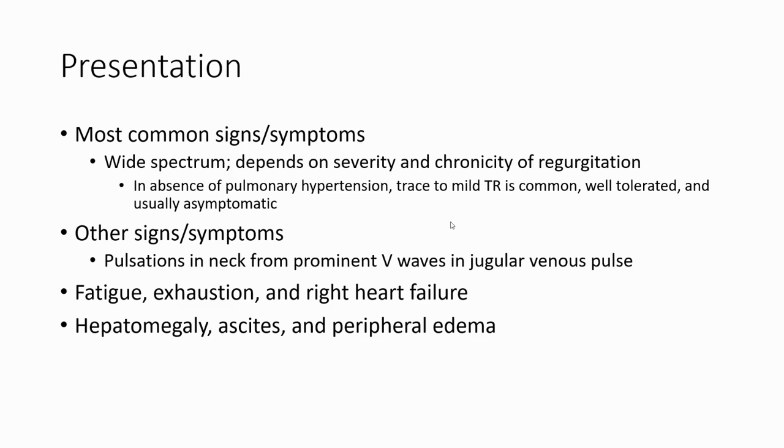Clinical presentation: common signs and symptoms have a wide spectrum and depend on the severity and chronicity of regurgitation. In the absence of pulmonary hypertension, tricuspid regurgitation is common, well tolerated, and usually asymptomatic. Other signs include pulsation in the neck from a prominent V wave in the jugular venous pulse, fatigue, exhaustion, and right heart failure, hepatosplenomegaly, ascites, and peripheral edema.